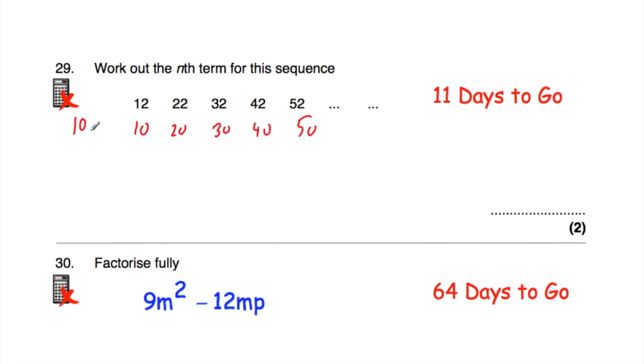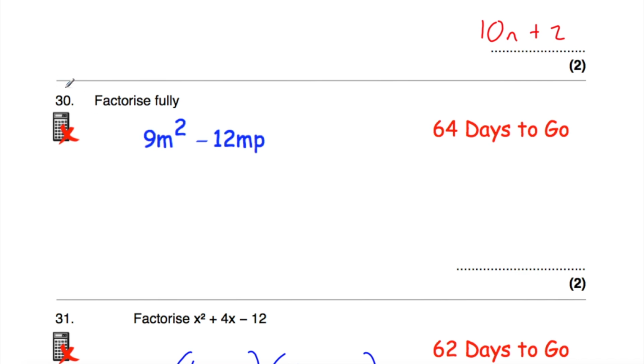And we'll write 10n in front of that. And then to get from 10 to 12, we add 2. To get from 20 to 22, we add 2. To get from 30 to 32, we add 2. So that's going to be 10n plus 2. And that's it. Okay, let's look at our next question, question number 30.